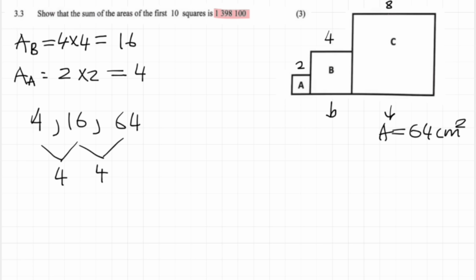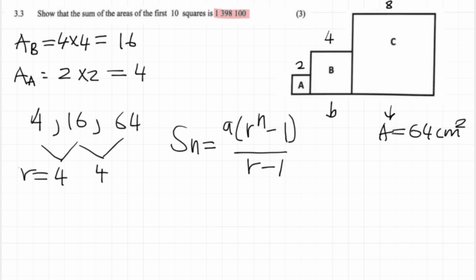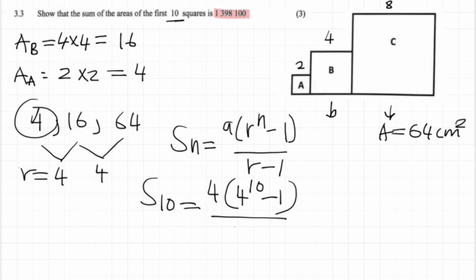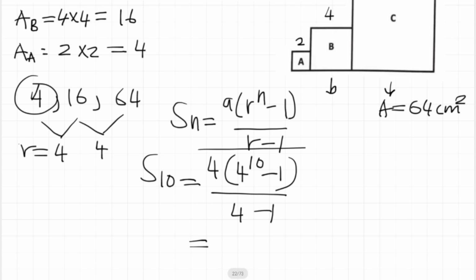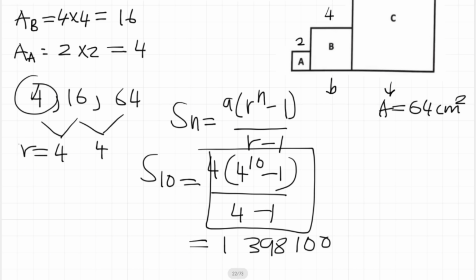So they need the sum. We know that the sum of a geometric series is as follows, whereby A is the first term, N is the number of terms, and R is the common ratio, not the difference. So they need the sum of what? Of 10 squares. The sum of 10 is going to be: the first term is 4, R is 4, and then 10 minus 1 divided by 4 minus 1. If you punch all this in your calculator, you're going to get 1398100, just like that. Let's move on to the next question.